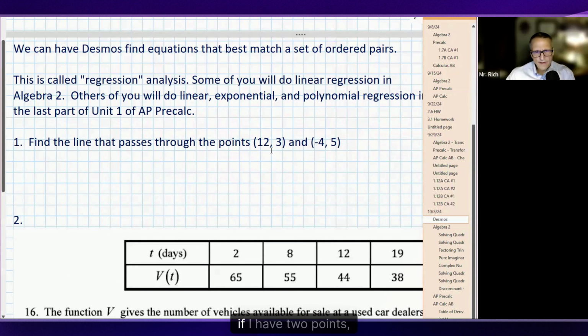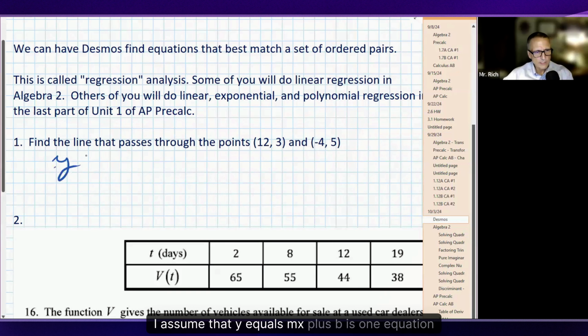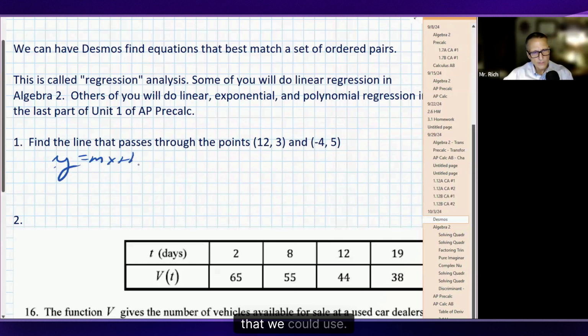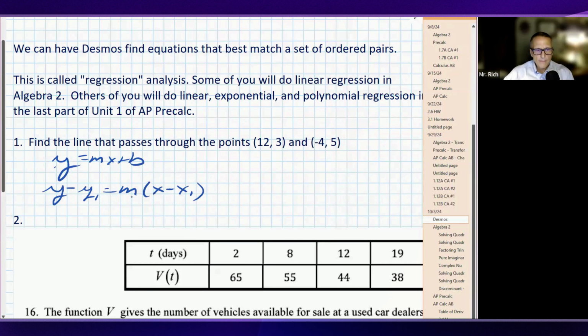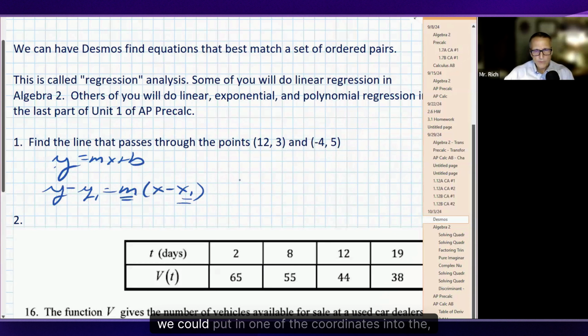For example, if I have 2 points, (12, 3) and (-4, 5), and I wanted to find the equation of a straight line that passes through those 2 points, you all know, I assume, that y = mx + b is one equation that we could use, but we could also use point slope, right? Which looks like this: y - y1 = m(x - x1). And of course, the process would be, let's find the slope of the line, that's our m, and then for x1 and y1, we could put in one of the coordinates into the equation, and then we would have the equation of the line.